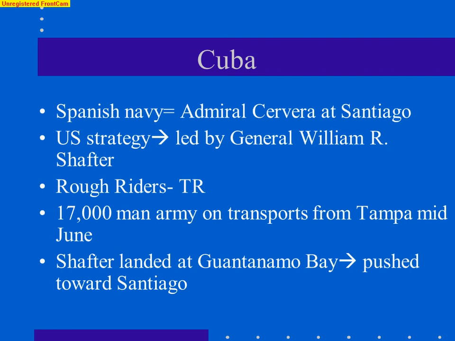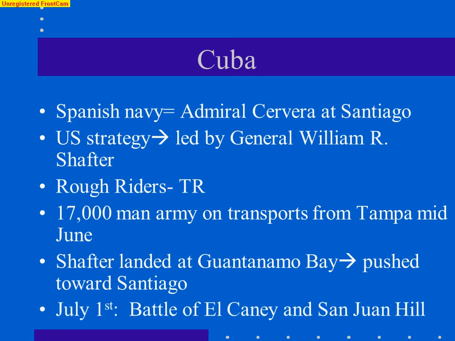So, in June of 1898, Shafter landed at Guantanamo Bay, faced a very disorganized Spanish army, and begins moving toward Santiago. At the battles of El Caney and San Juan Hill in July of 1898, the Rough Riders make their charge up San Juan Hill to capture the high ground from the Spanish. This is very popular, and in this case assisted by the Gatling gun, which allowed them to take the high ground, unlike in past battles that we've seen before.